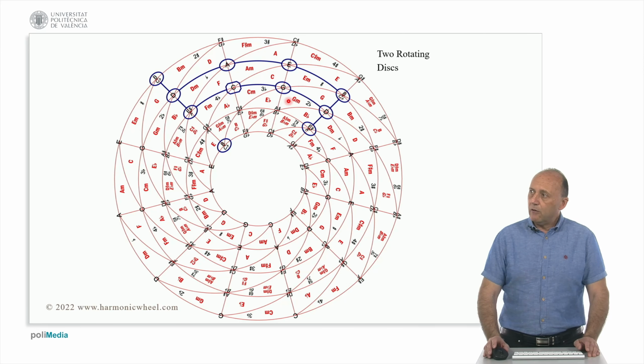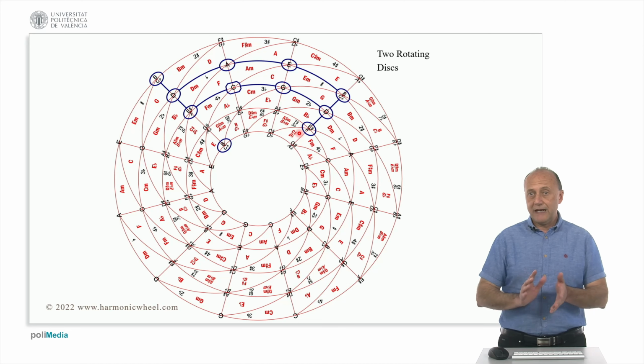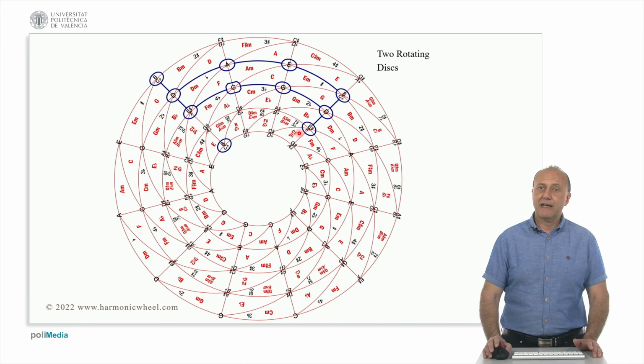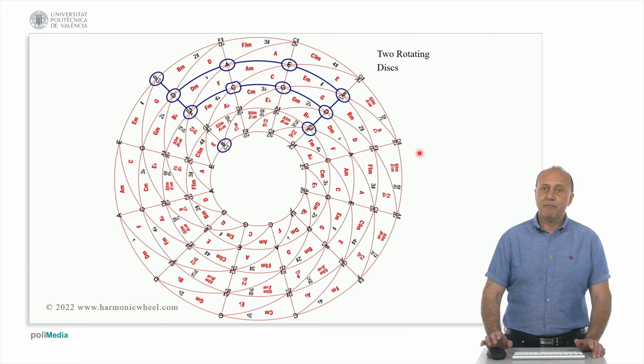wheel. Now the circumferences are the perfect fifth intervals, the radii are the minor third intervals, and the spiral lines are the major third intervals. In practice, this is a physical tool consisting of 2 rotating discs, one cardboard, including the notes and the chords, and the other plastic, which includes these blue lines. So by rotating the 2 discs, we can select any of the 12 major keys.